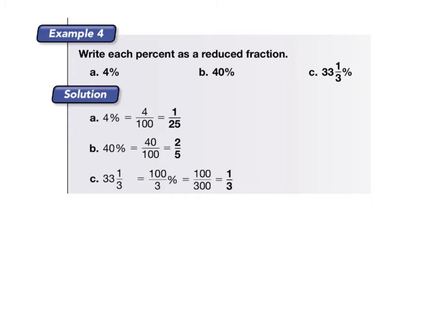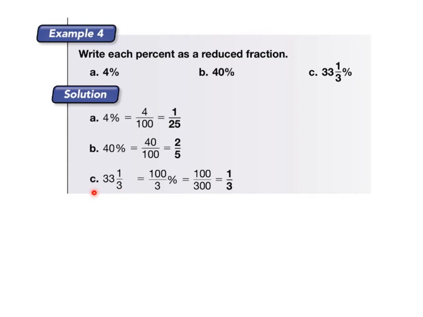All right, for example 4, we're going to write each percent as a reduced fraction. So write this in your notes. We're going to take a percent, we're just going to go backwards. So we take 4% and drop the percent sign, put it over 100, so you have 4 hundredths, then reduce it to 1/25. Be careful when you reduce, make sure you're dividing the top and the bottom by the same number. For B, we have 40%, so I take the 40, put it over 100, then that reduces to 2/5.